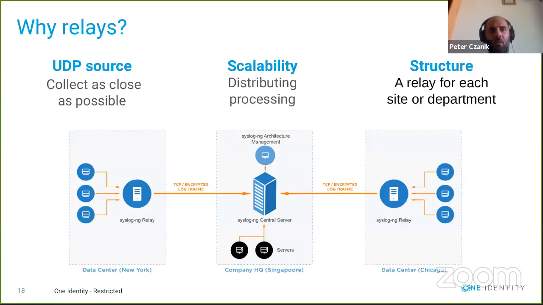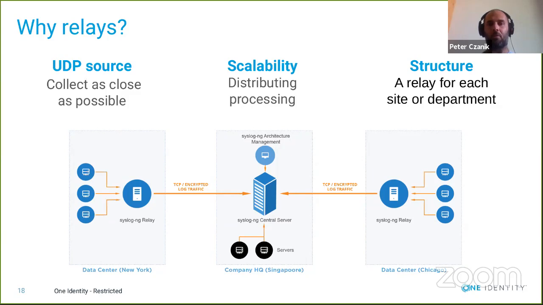Why are relays so important? For example, if you have a UDP source, you want to collect these log messages as close to the source as possible. So if you have an old router or switch or other networking device, you want to have syslog-ng collecting these messages as close to it as possible and forward it to the central server using a more reliable protocol.